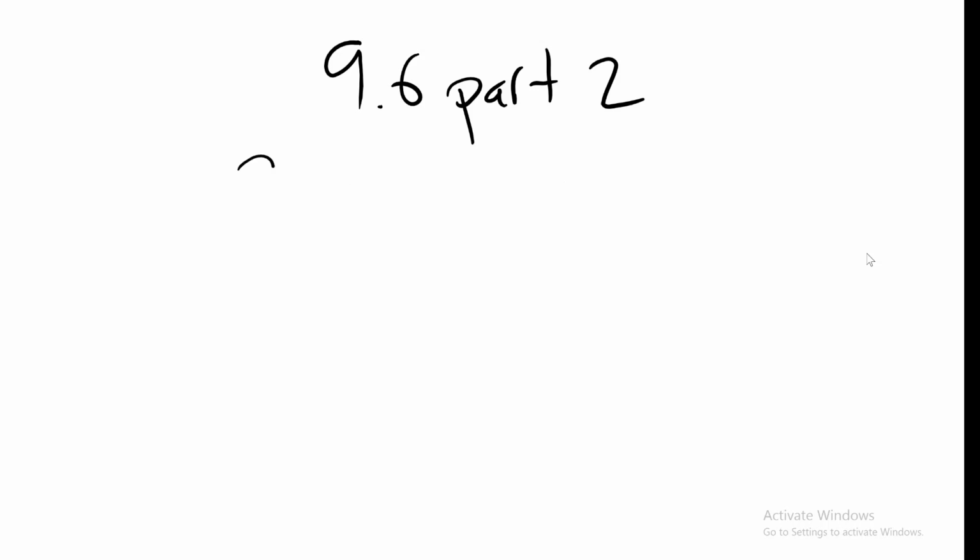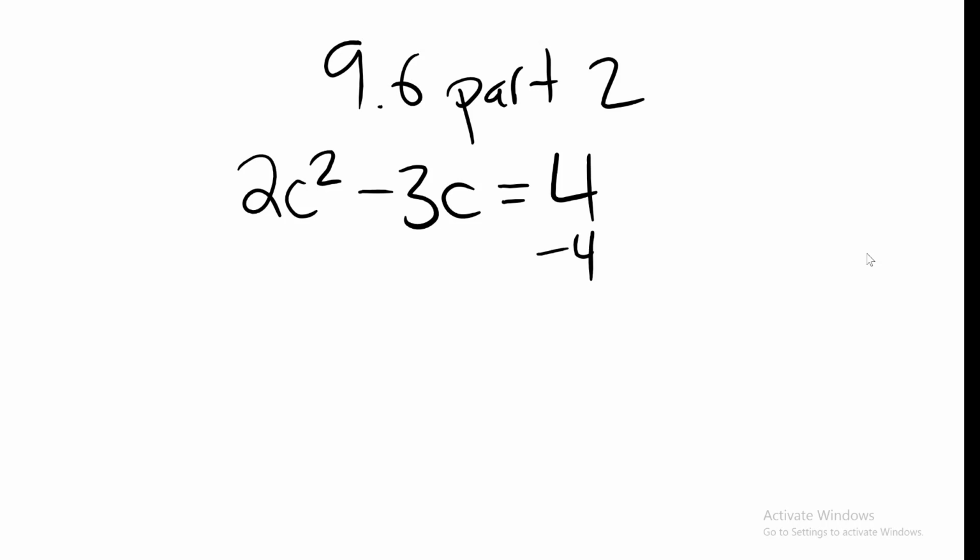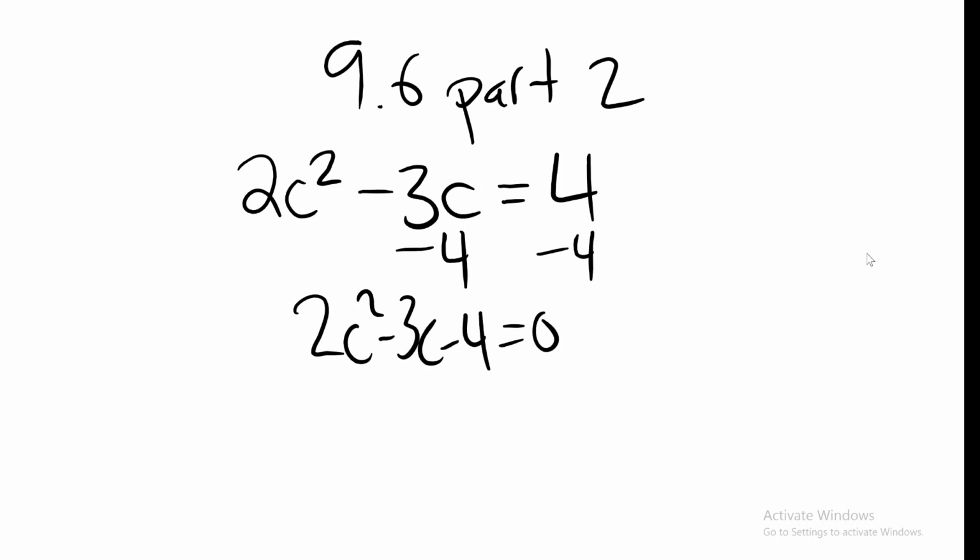Is going to be 2c squared minus 3c equals 4. This is an example where it doesn't equal 0 from the get-go, but to get it equal to 0 is actually pretty easy. You just subtract 4 from both sides. You get 2c squared minus 3c minus 4 equals 0. And then you do the quadratic formula with a equals 2, b equals negative 3, and c equals negative 4.